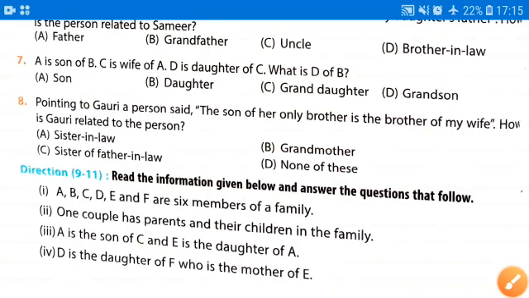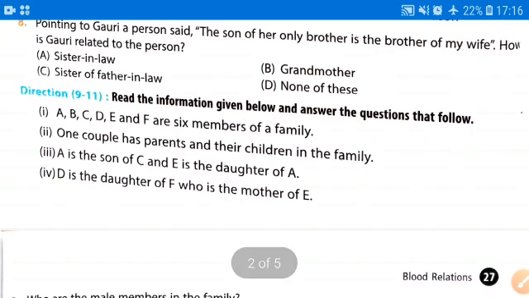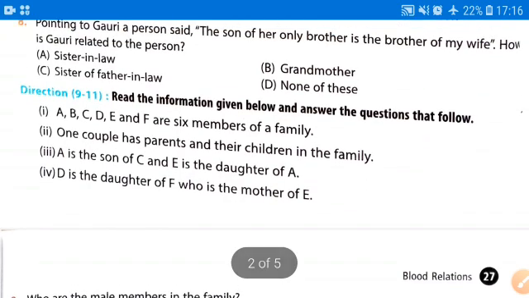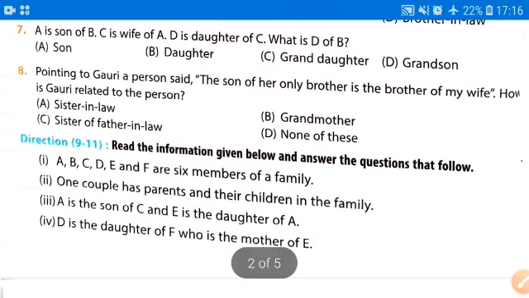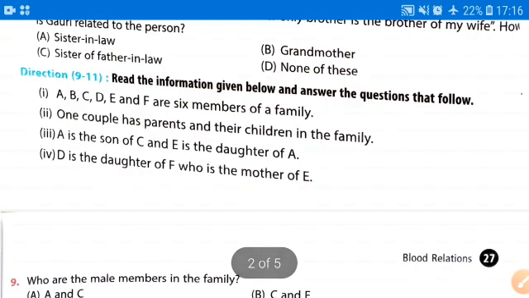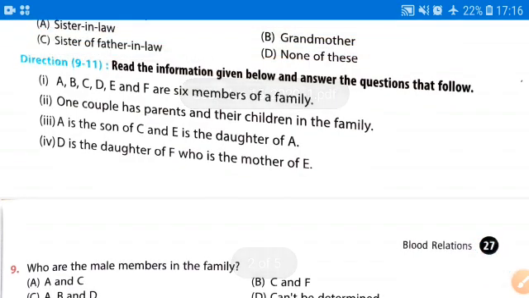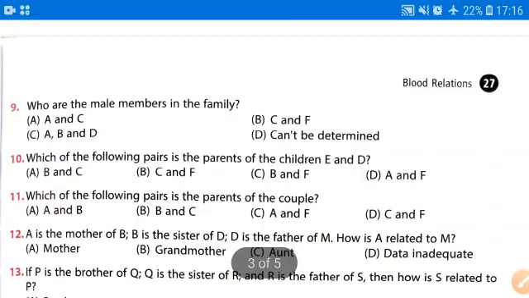Coming to the next type of question, from question number 9 to 11. Read the information given below and answer the questions that follow. I request you to make the diagram. First of all, make the blood relation diagram which I am making, and then try to read the questions. Then you will be able to solve the questions properly. On the basis of the four statements, we have to solve questions 9, 10 and 11.